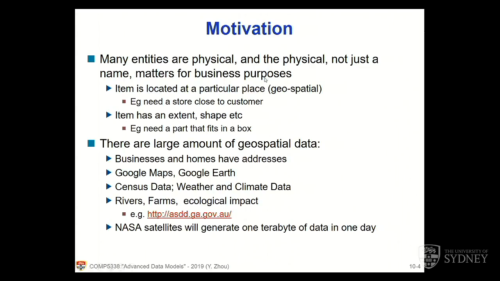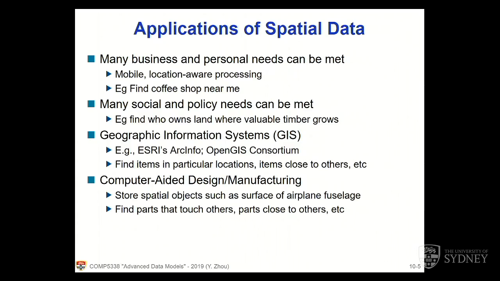Yeah, so we're focusing more on geospatial data here, even though the same can be applied to those shape problems. When we say spatial data, we mean more of this geospatial data. There is a large amount of it, like business and home addresses, Google Maps or Google Earth, all of this. There are lots of applications of spatial data, and you can recognize some that you probably use basically every day.